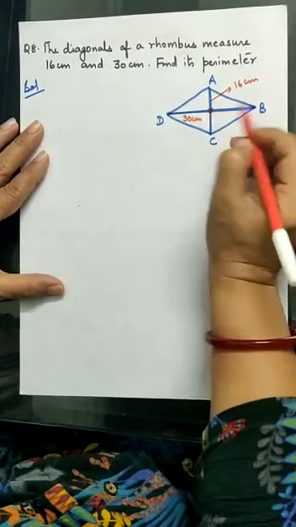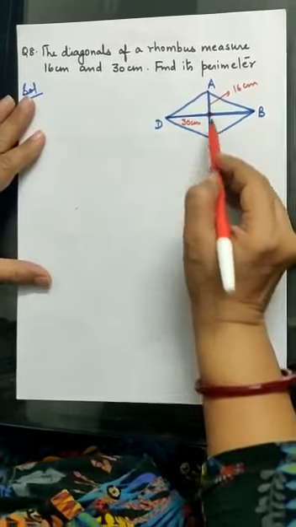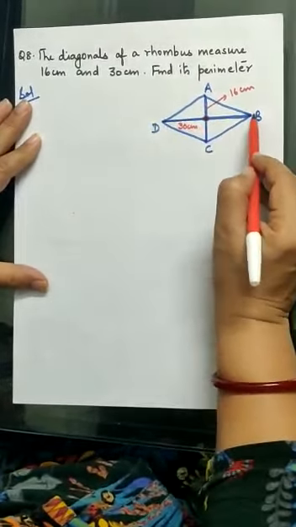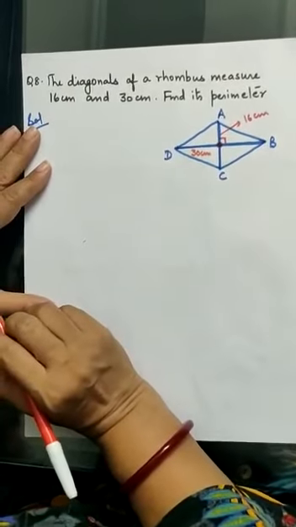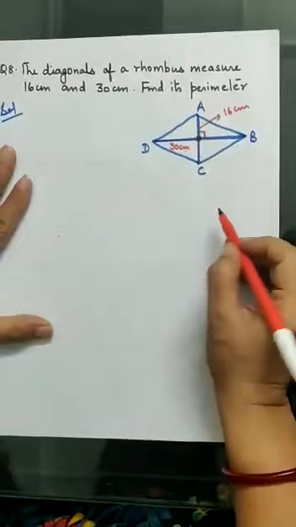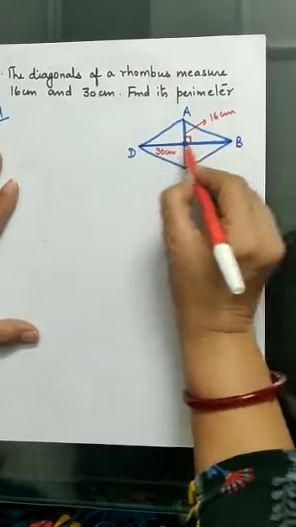Okay, now there is a property of rhombus that diagonals are perpendicular to each other, meaning this angle is 90 degree, and diagonals bisect each other.